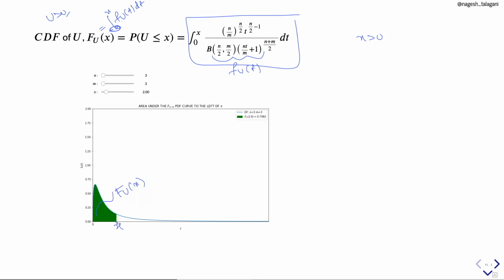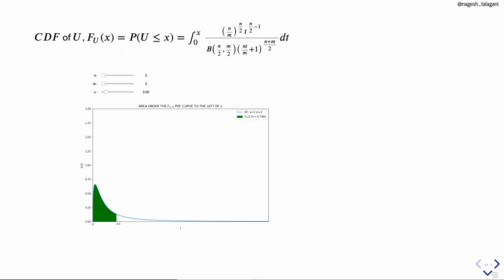But this integration is not an easy one, so we cannot write the CDF of u in closed form. That's why, to get these CDF values, one has to use some software packages. Here is an application using which you can get these CDF values for various values of n and m. Let me show you.